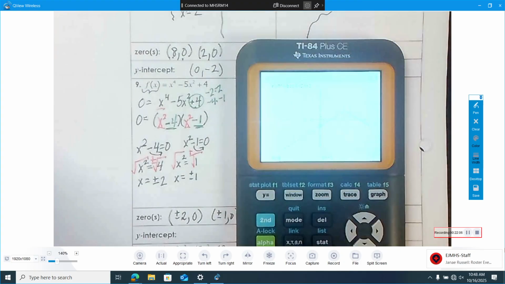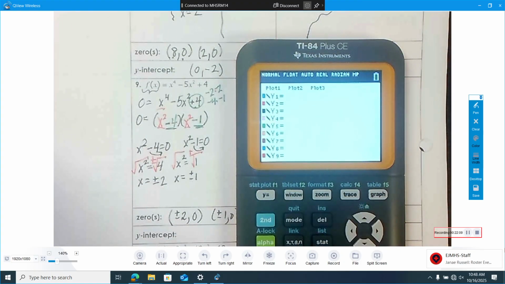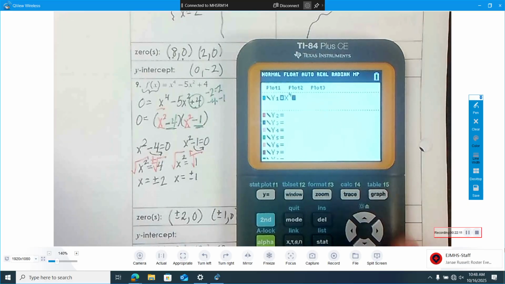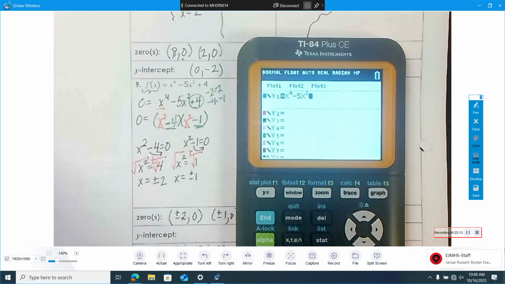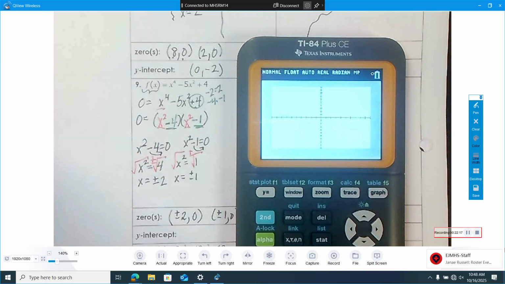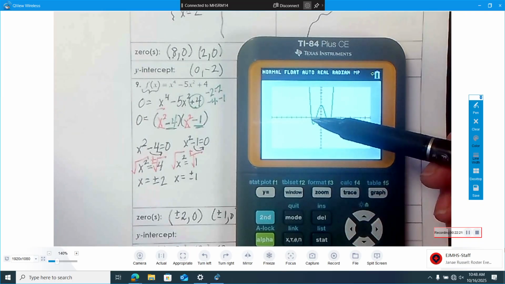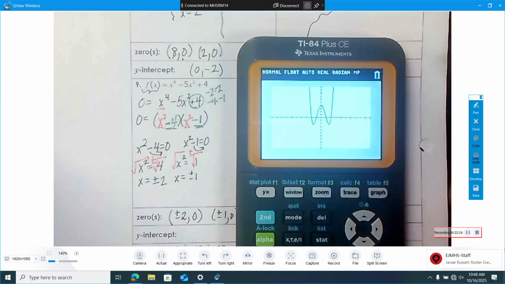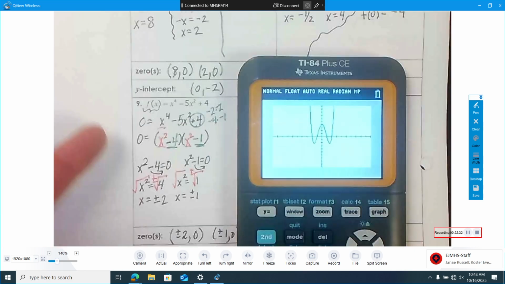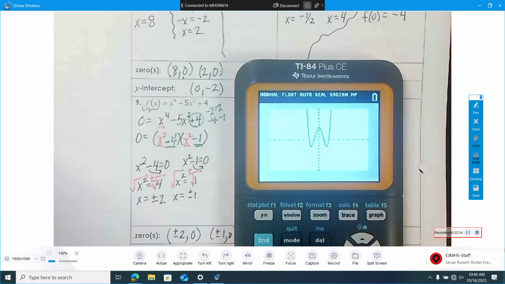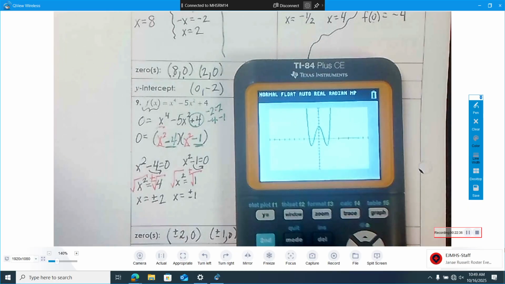Again, this is a great one to look at if you wanted to see x to the 4th minus 5x squared plus 4. I can have a look at that graph, and you can see it's a nice W shape, and there they are, negative 2, negative 1, 1, and 2. So great to verify. Now, of course, if I say I want to see you do it algebraically, what must you show me? You gotta see the work. There's work to be shown.